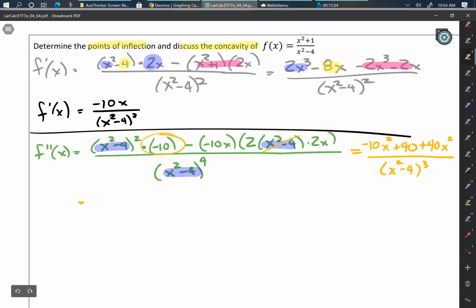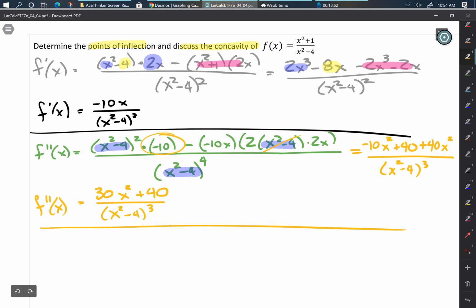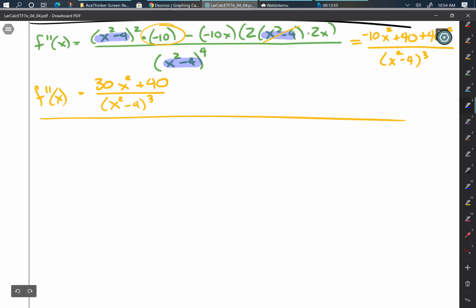Cleaning that up a little bit, it looks like we've got 30x squared plus 40 over (x squared minus 4) cubed for our second derivative. Okay. Now that we've got our second derivative, we're going to find out where it does not exist. It doesn't exist because we're dividing here. We have to worry about division by 0, and so it will not exist when x is 2 or when x is negative 2, because those are zeros of the denominator.